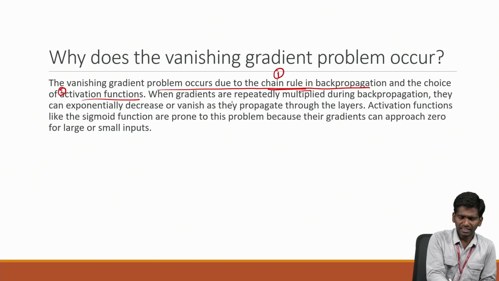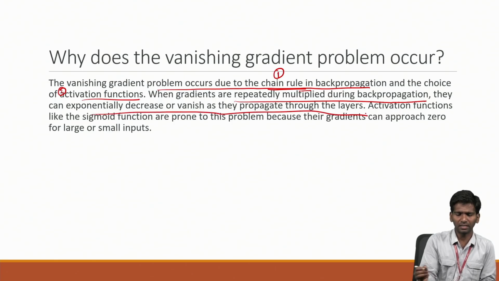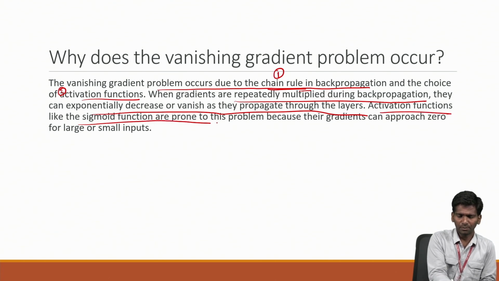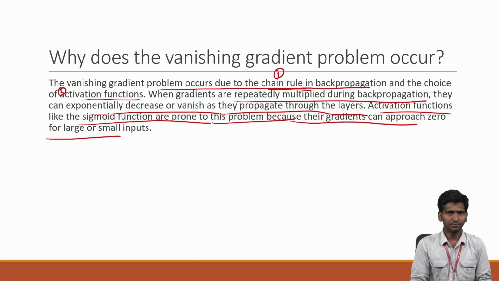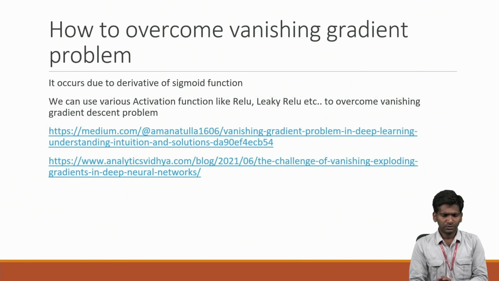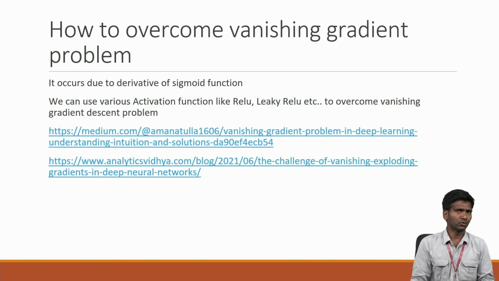When gradients are repeatedly multiplied during back propagation, they can exponentially decrease or vanish as they propagate through the layers. Activation functions like the sigmoid function are prone to this problem because their gradients can approach 0 for very small or very large inputs. So how to overcome it? What is the solution?